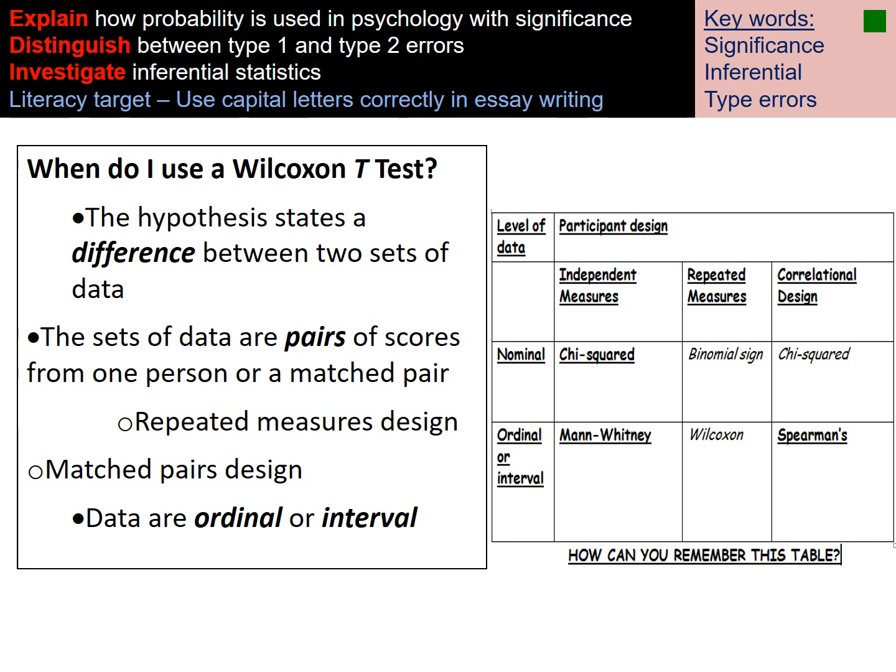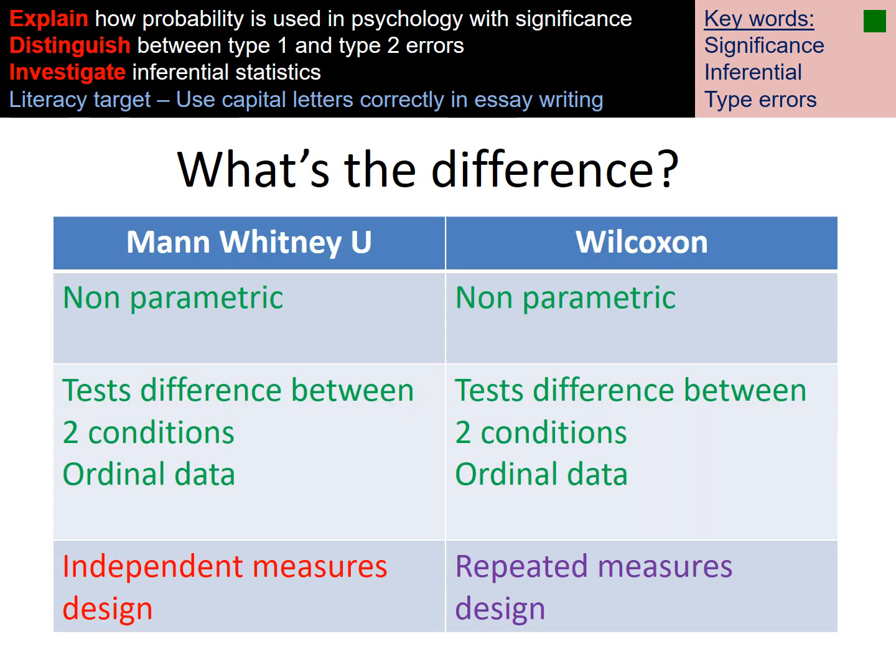Now, we've gone over this. There's a separate video on Introduction to Inferential Statistics if you want to have a look at that. But we've had a look at this table and said that we do need to know it because we need to know that we calculate a Wilcoxon test when we've got a repeated measures design using ordinal or interval data.